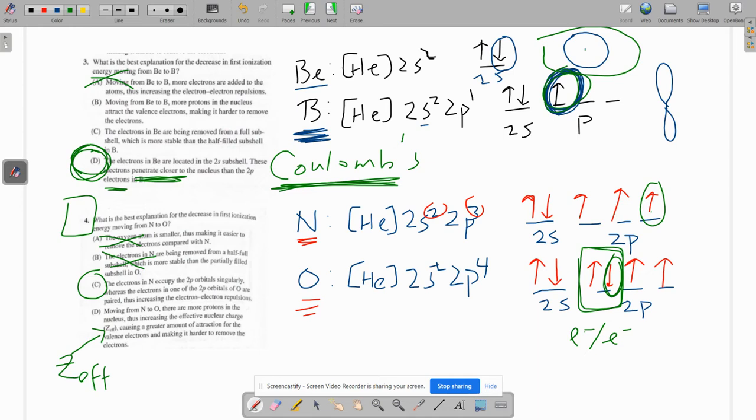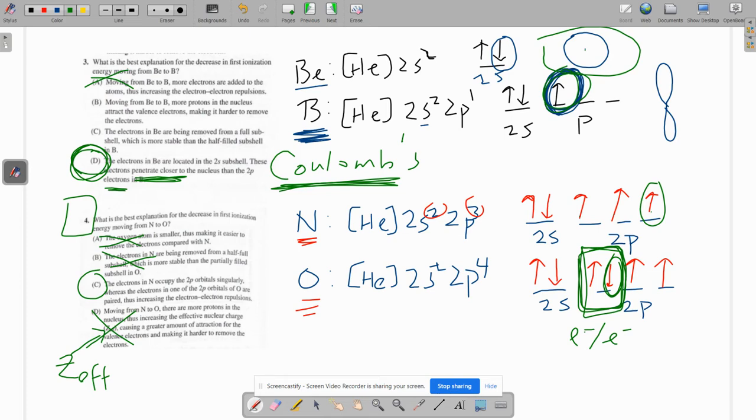By adding more protons, you increase the effective nuclear charge, causing a greater amount of attraction for the valence electrons, making it harder to remove the electrons. So that's the trend, okay? That's what you'd expect for oxygen, that it would have a higher ionization energy, but because of reducing the electron-electron repulsion, it's actually lower. So that does not explain the exception. All right, so C is the best answer.